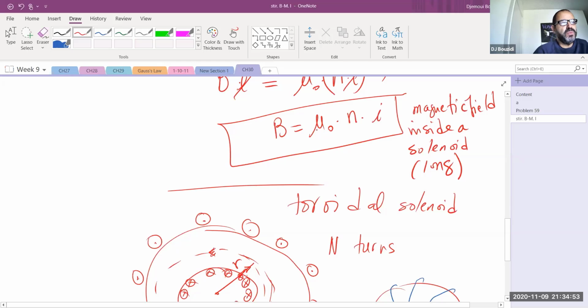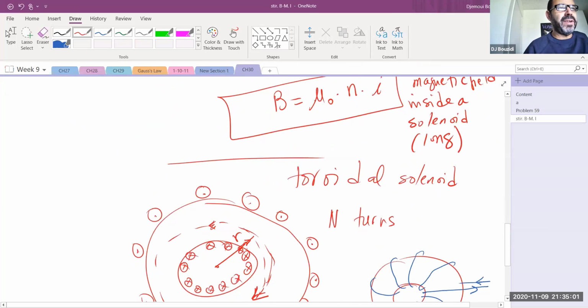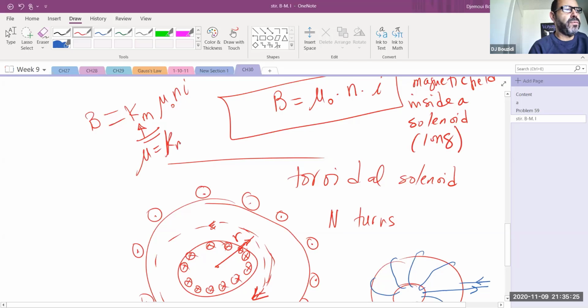And mu naught is just, if you change mu naught and put a different metal in there, it's going to improve the magnetic field, because it will have not mu naught, but Km times mu naught, and Km is more than 1. So when you include a permeable material inside of it, the magnetic field is improved by the relative factor Km, depending on what metal you put in there, times N I, where the new mu is equal to Km for the material times mu naught. So this is the relative permeability that depends on the properties of the material.